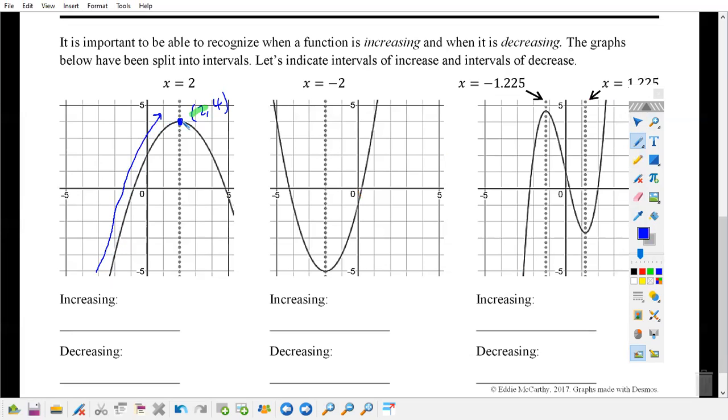It's increasing all the way up until I get here, right? And then once I get here, what does it do? Decrease. So when we're describing these intervals of increase and decrease, we have to remember all the way to the left, if I'm going forever to the left, that's negative infinity. If I'm going all the way to the right, that is positive infinity. Does that make sense? So when I'm looking at my increase, I'm increasing all the way from the left.